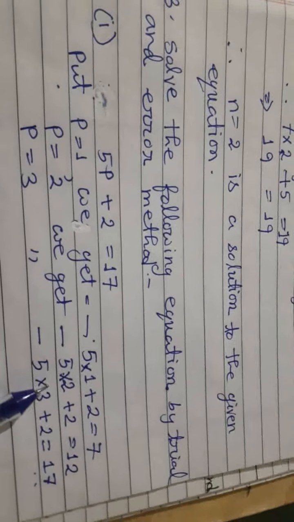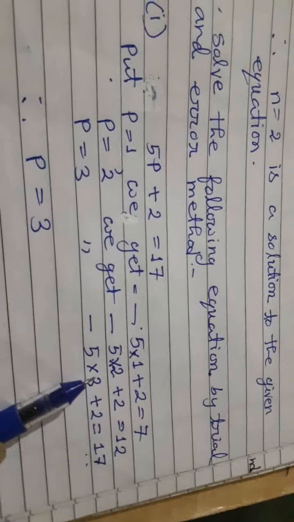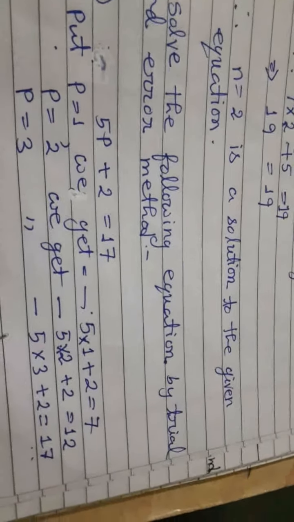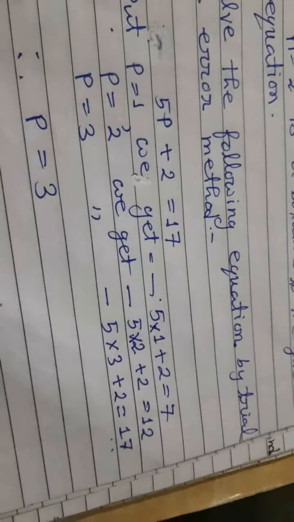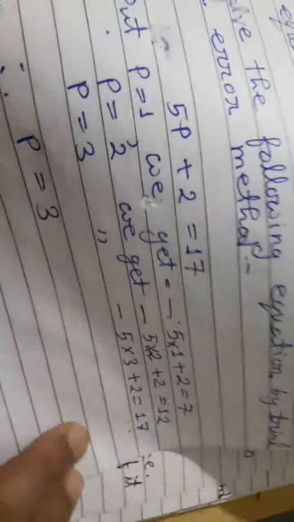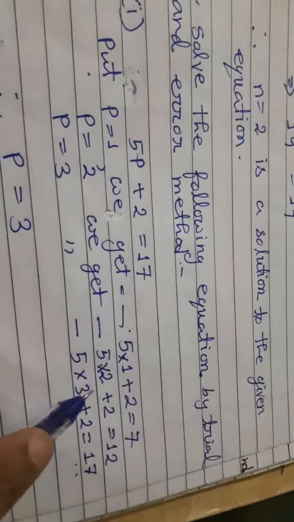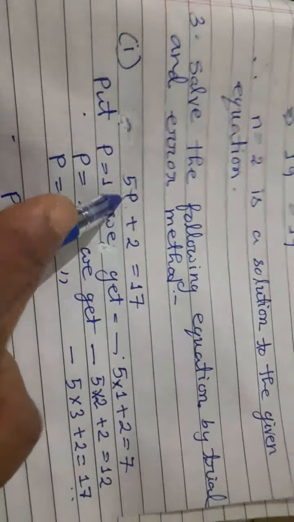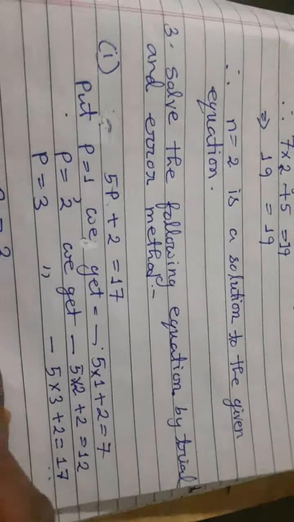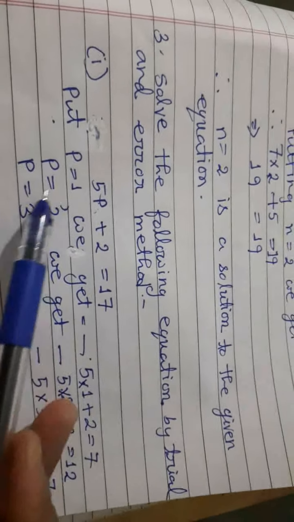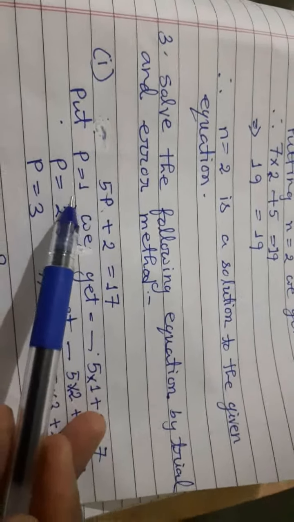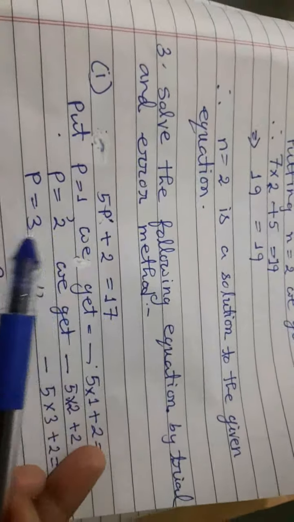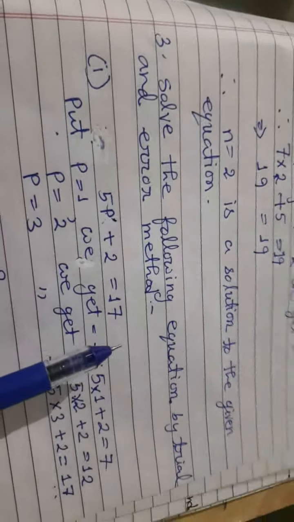Now see, put p equal to 3, then we get 5 into 3 equal to 15, 15 plus 2 equal to 17. Therefore, our required answer is p equal to 3. That means when p equal to 3, both sides are equal. 17 on the left-hand side and 17 on the right-hand side are equal when we put 3 here. This is called the trial and error method. We put different values, 1, 2, 3, etc., in place of the unknown number. Then we find where we get the solution.